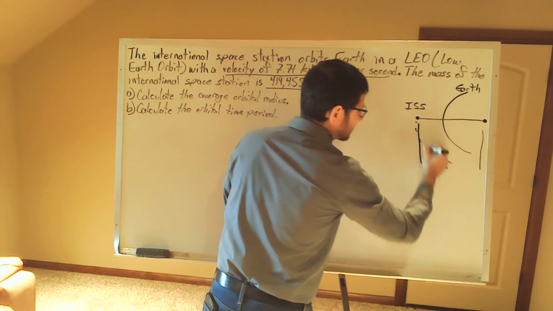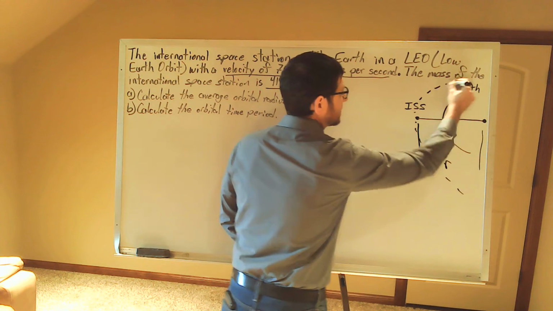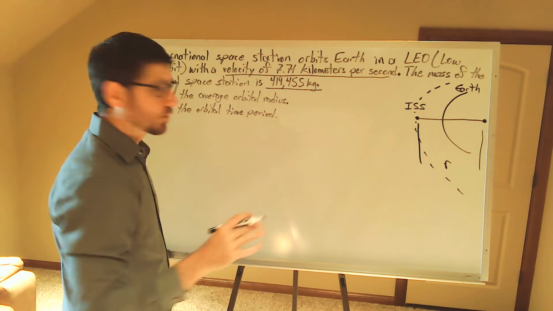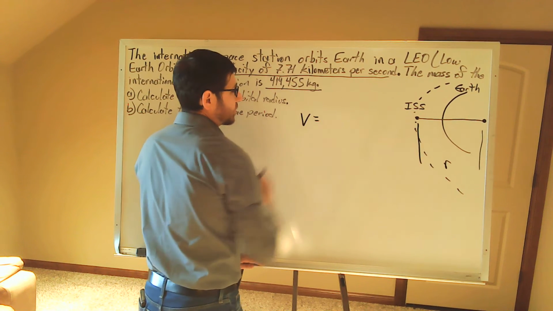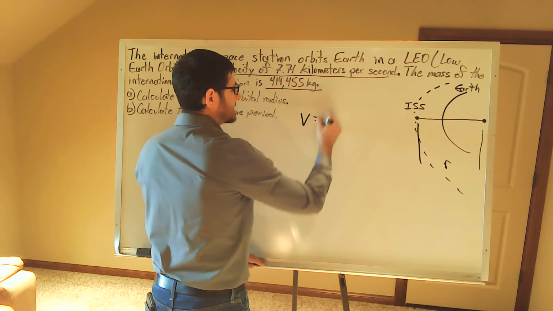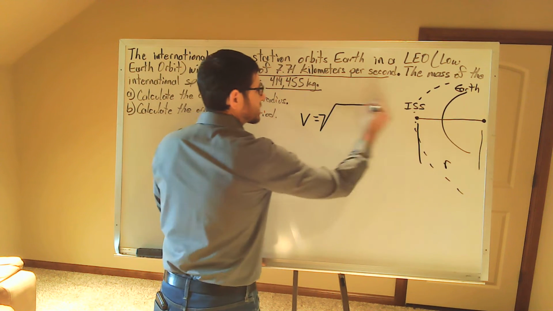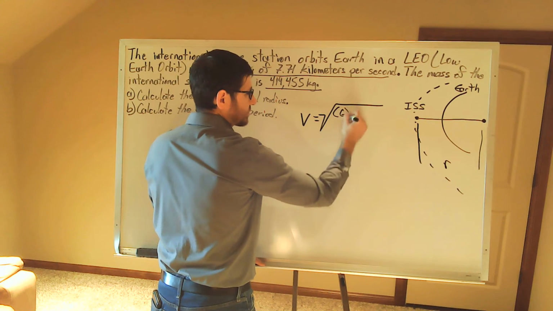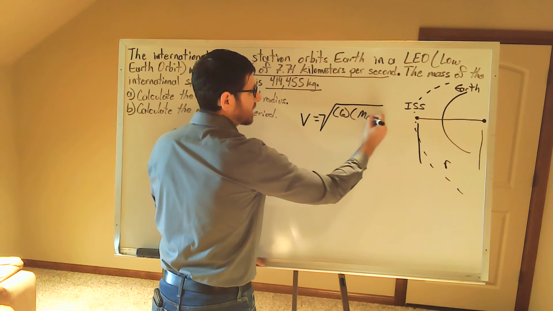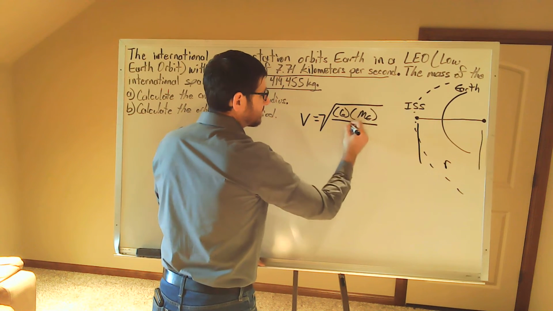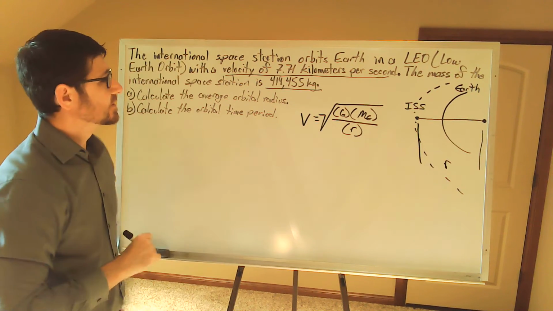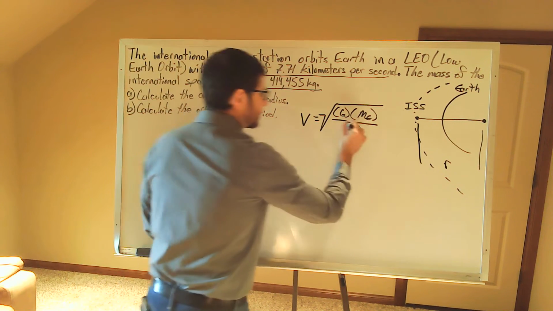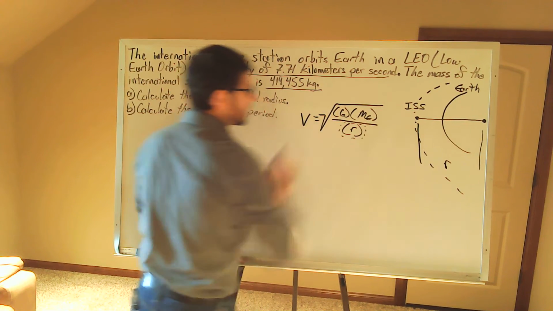So we have this thing orbiting the Earth. We're going to start out with the base equation. The orbital velocity of a satellite is equal to the square root of the universal gravitational constant multiplied by mass of the Earth divided by the average orbital radius. So what we're going to do, we're looking for this guy.